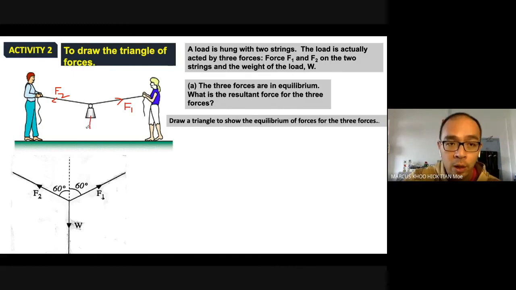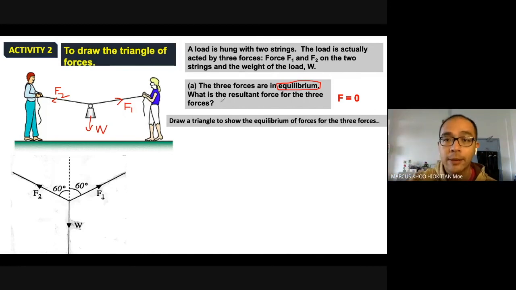Now guys, if this thing is in the air, there is no reaction force because it is not touching the ground. Reaction force is only if they are touching a surface. It is hanging in the air, so it is only weight. So the three forces are in equilibrium. What is the resultant force for the three forces? The answer will be obviously 0. This one no need to think. The moment you see equilibrium, you must remember resultant force is 0, automatic.